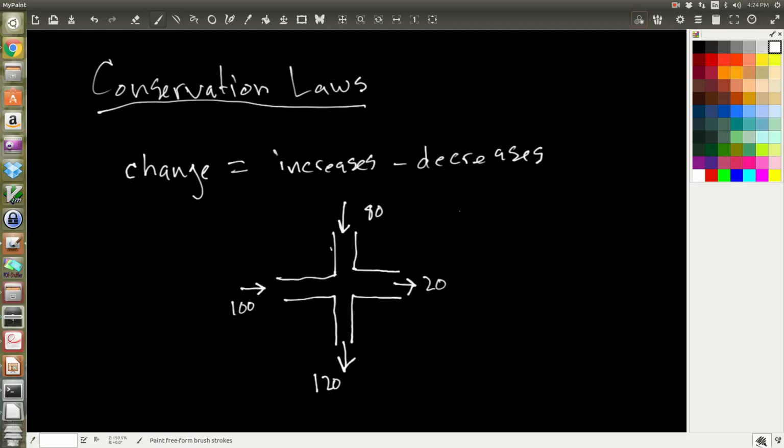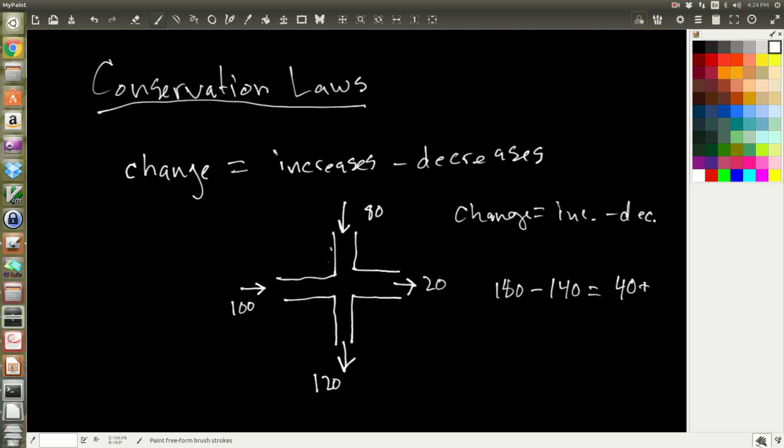Well, we're going to have the change, remember, is equal to the increases minus the decreases. So the change increases is what's going in, so we've got 180 going in minus how much is going out, 140. So the net change would be a positive change of 40. So we're going to have 40 more units in this pipe flow.